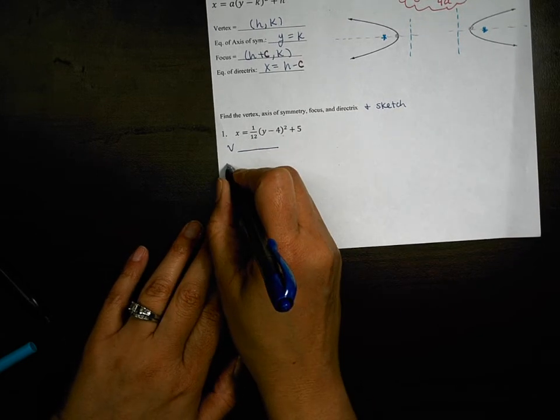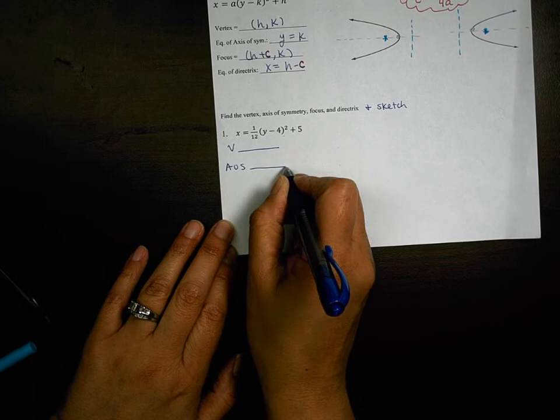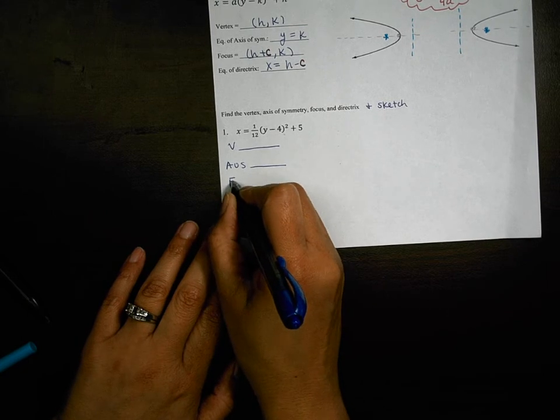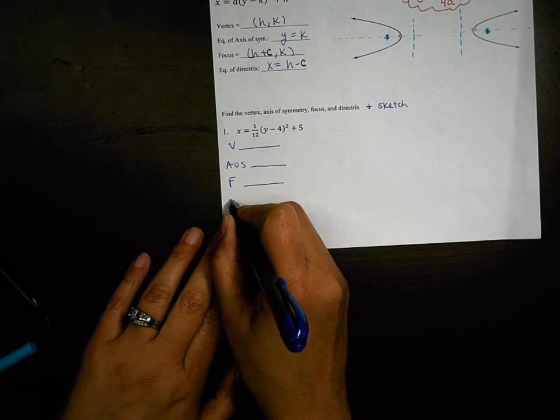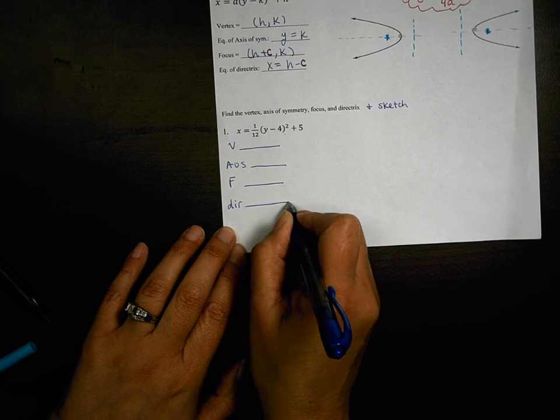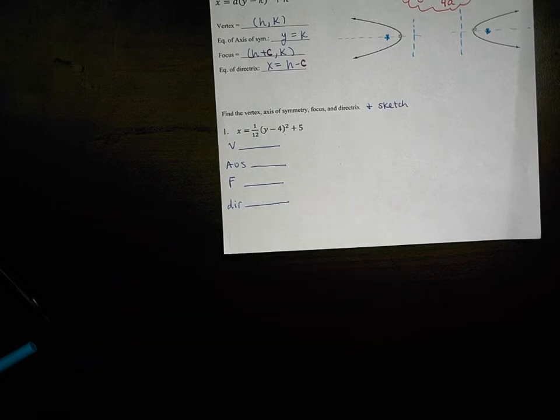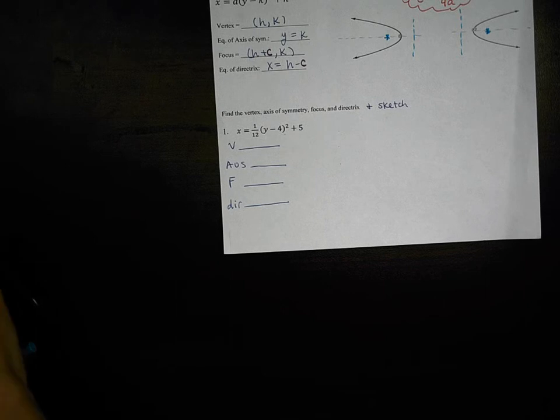Vertex, axis of symmetry, focus, directrix. Sometimes they call the axis of symmetry the line of symmetry. Same thing. Axis of symmetry, line of symmetry, same thing. All right.